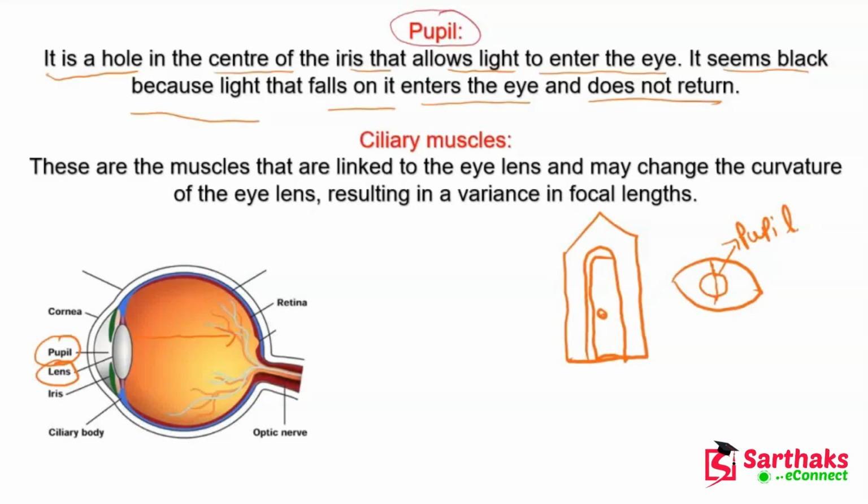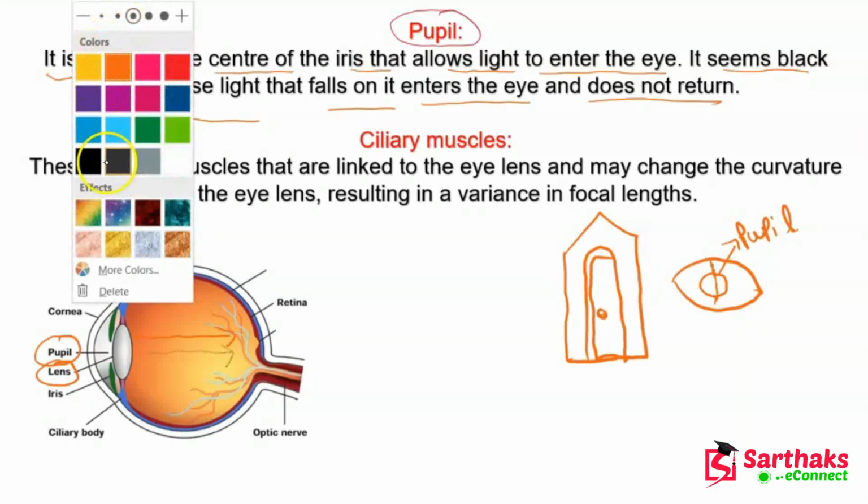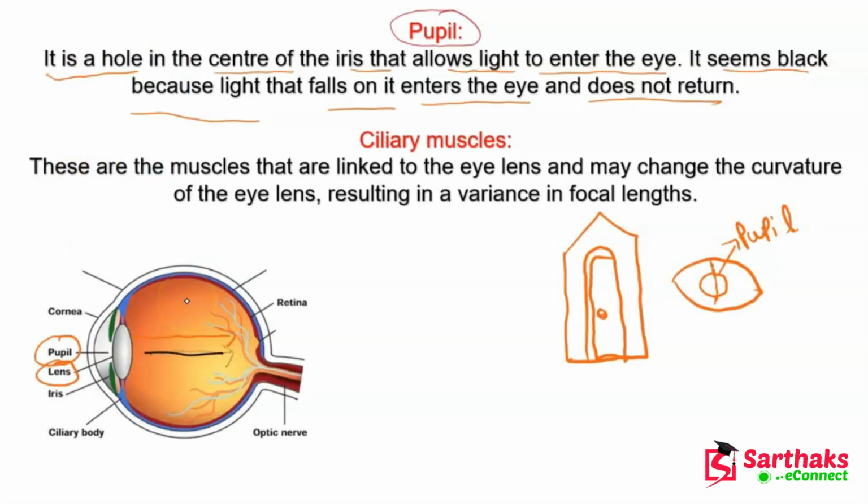Because it doesn't come back, the hole appears to be black to us. So I hope guys you have understood the working of the pupil and the iris. Although the iris is to be discussed later, I have just given you a basic idea about the working of the iris. Now let's talk about the ciliary muscles.